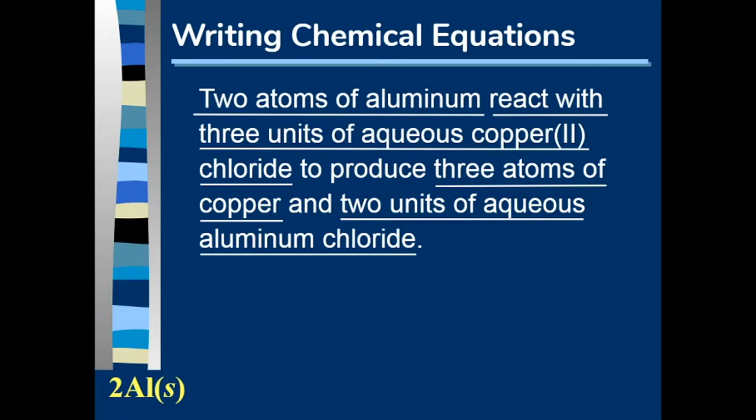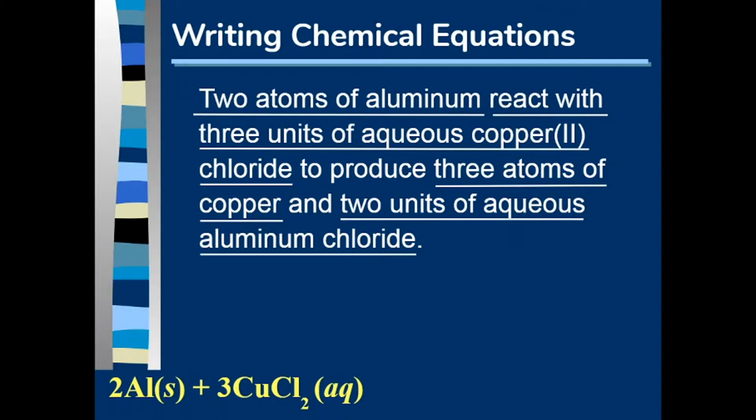Next part of my sentence is the reacts with. That's going to be my plus sign. 3 units of aqueous copper 2 chloride. Oh, there's that copper 2 chloride again. The 3 units of it is going to be my coefficient. Copper 2 chloride, I balance my charges to write the formula CuCl2. And of course it's aqueous, so I'm going to use my aq symbol.